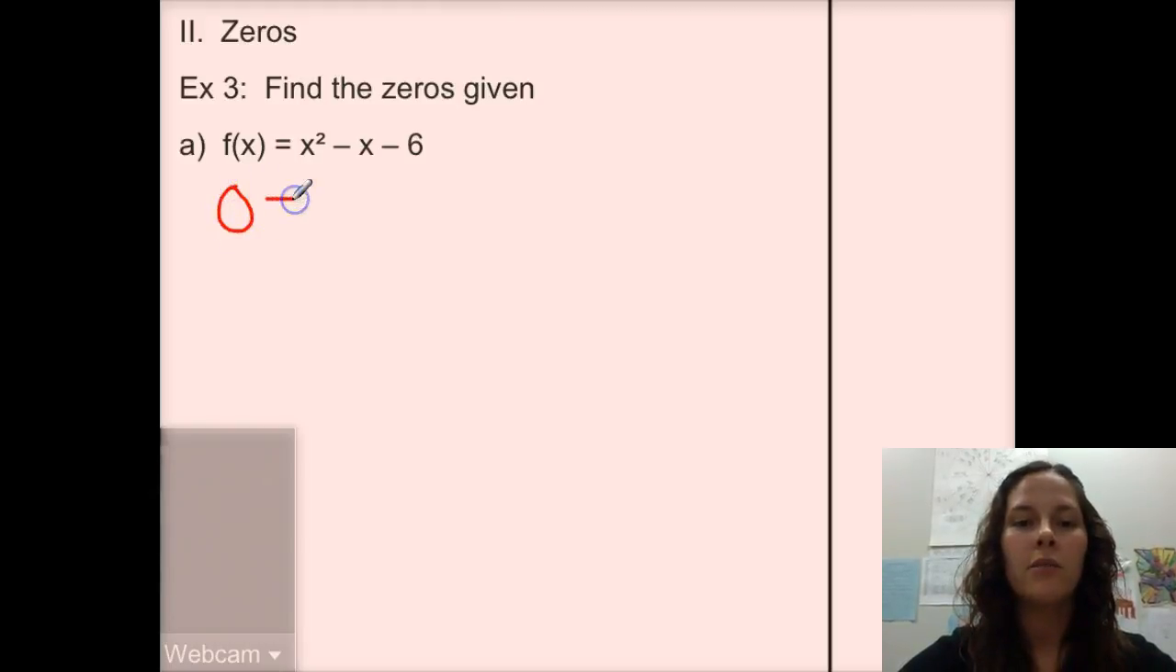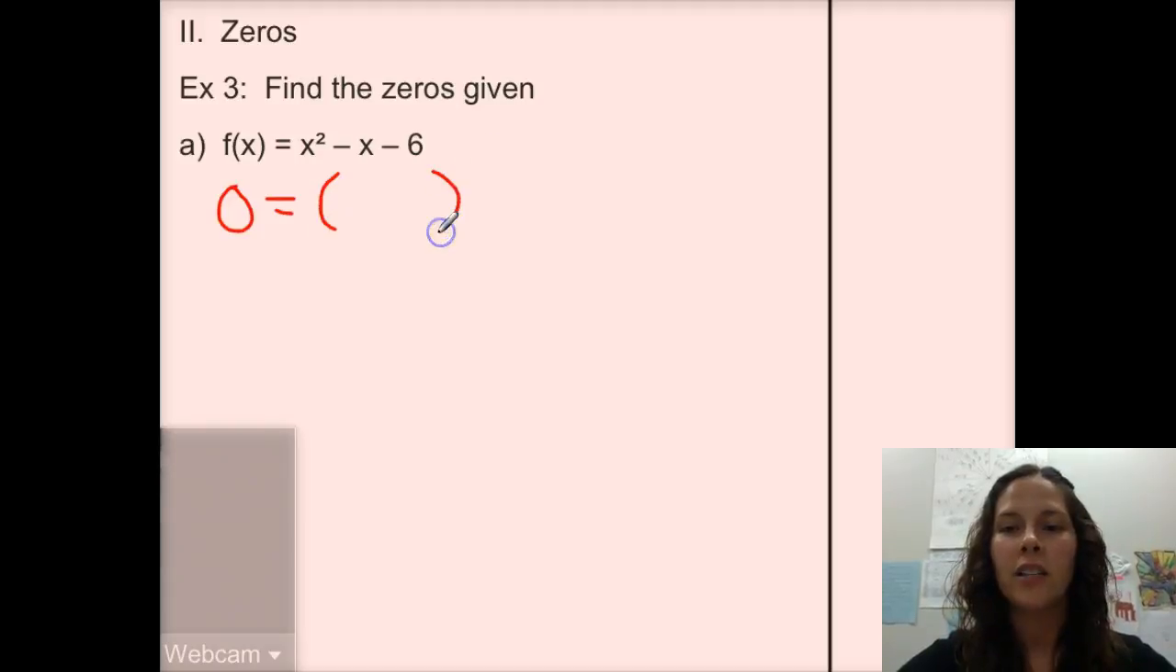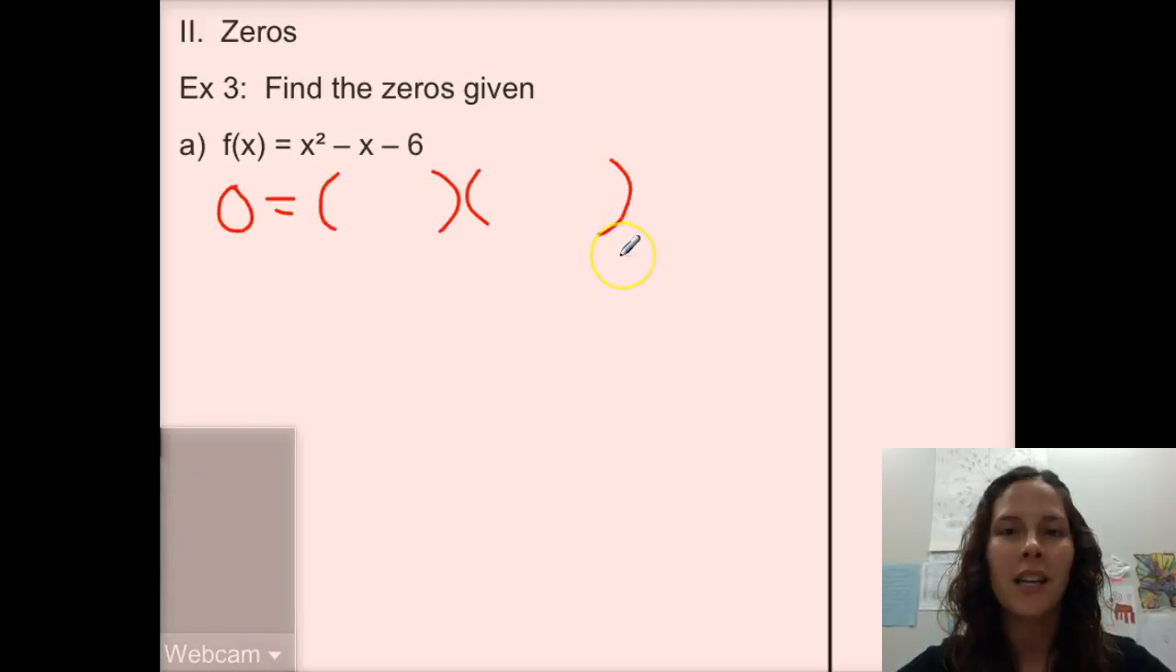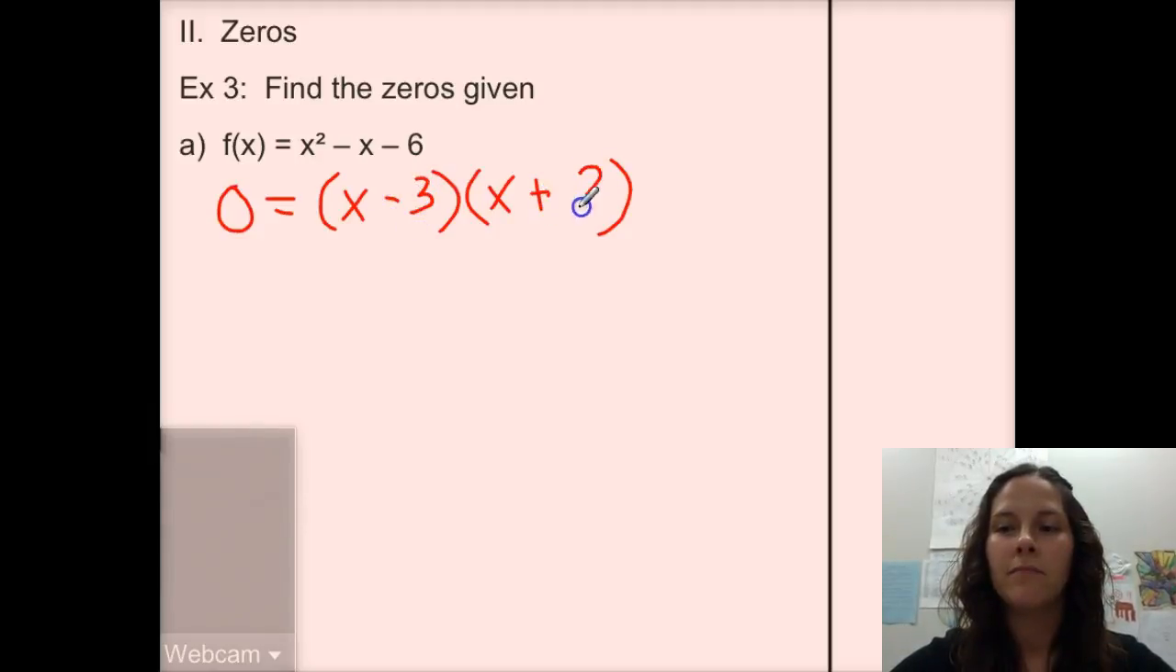So when we substitute 0 for f of x, we want to factor our quadratic expression. This one is a t-chart: what multiplies to -6 and adds to -1? If it helps you to actually organize your work in the t-chart, feel free to do that. The two numbers that work on this one are a -3 and a +2.